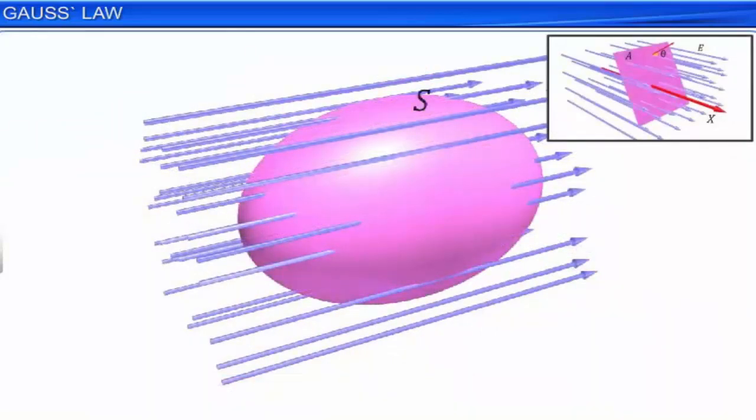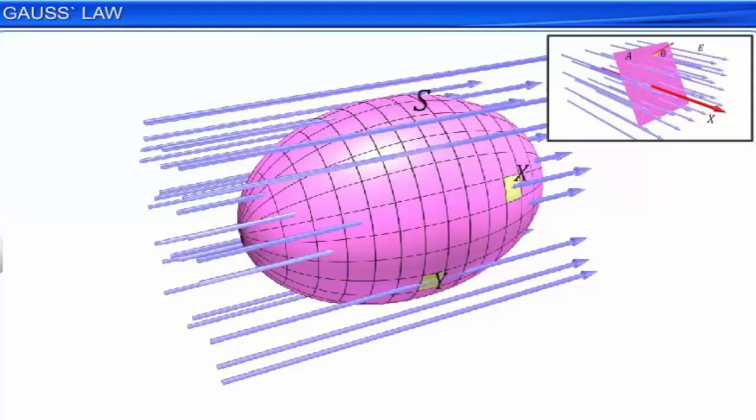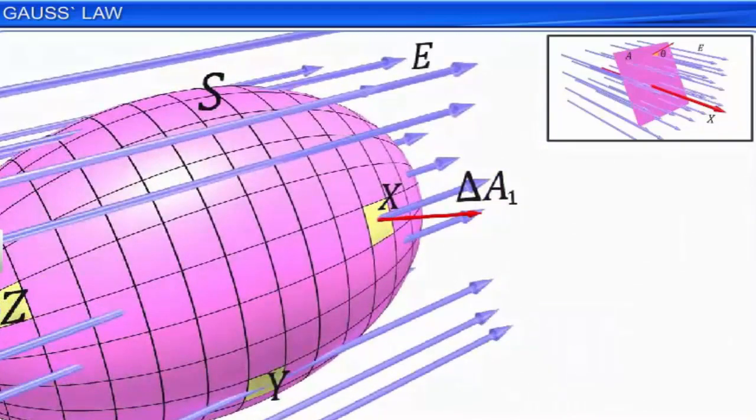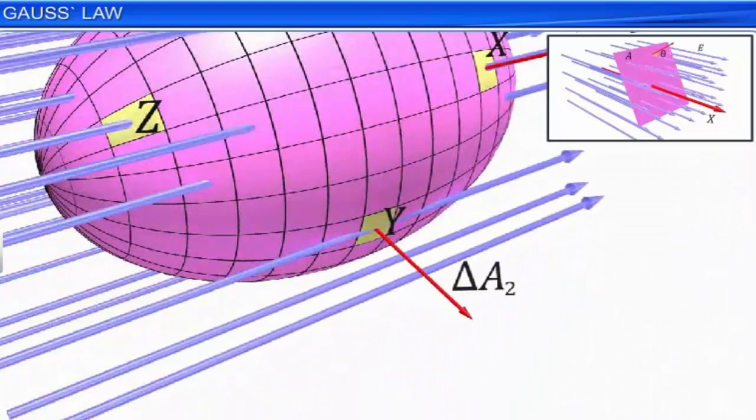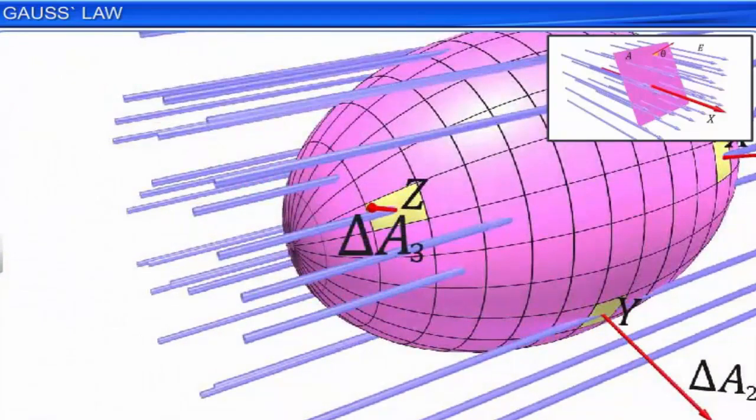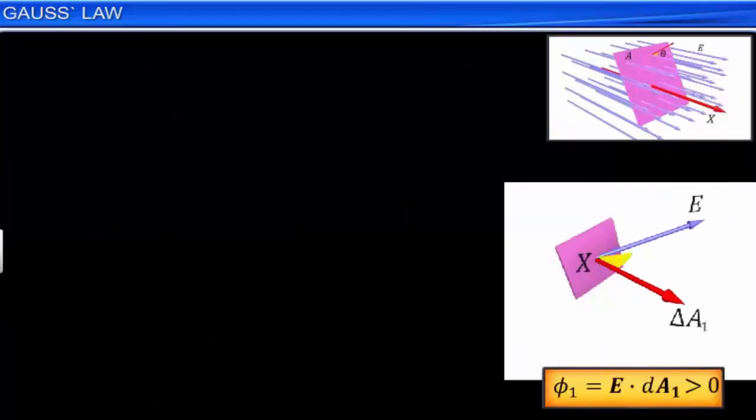Now, consider a closed surface S placed in the uniform electric field of strength E. Consider three elements X, Y, and Z on the closed surface having areas delta A1, delta A2, and delta A3 respectively. The electric flux through the element X is phi1 equal to E dot dA1, and since the angle between the direction of the electric field strength E and dA1 is acute, the flux phi1 through this surface is positive.